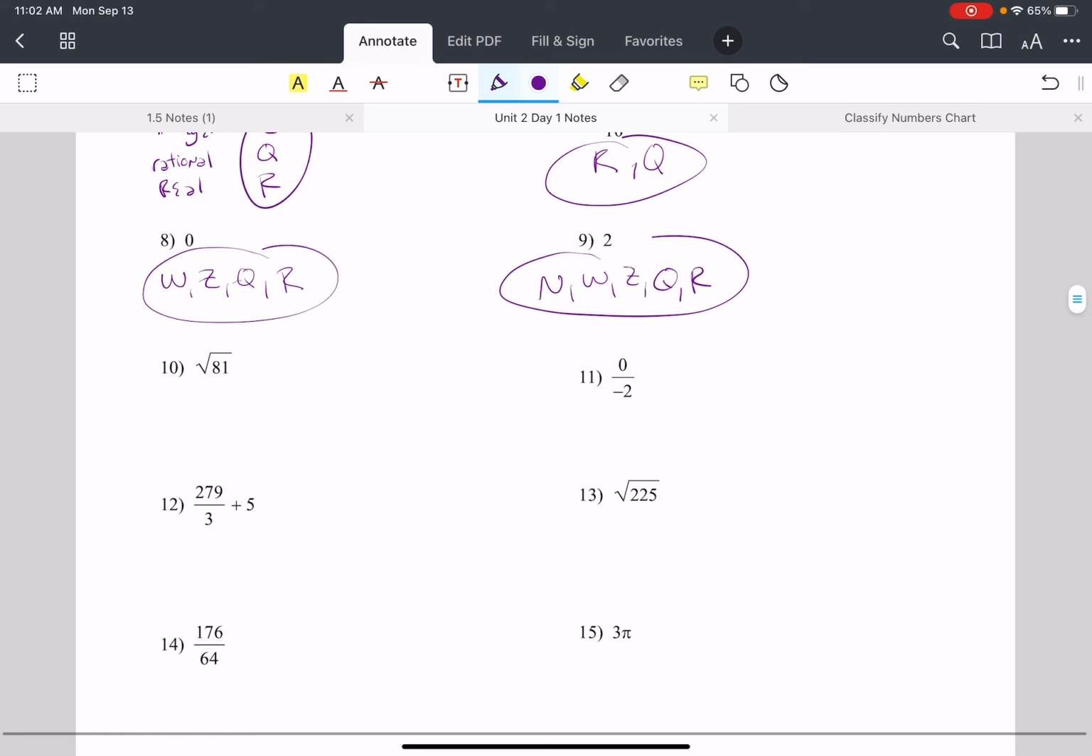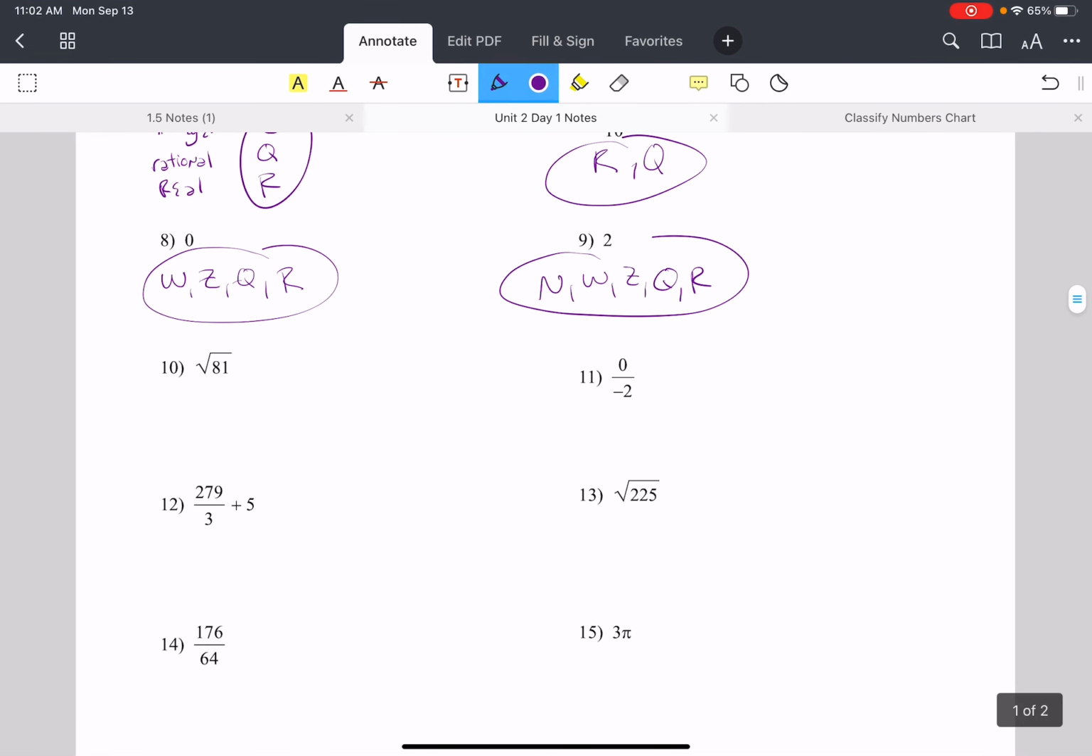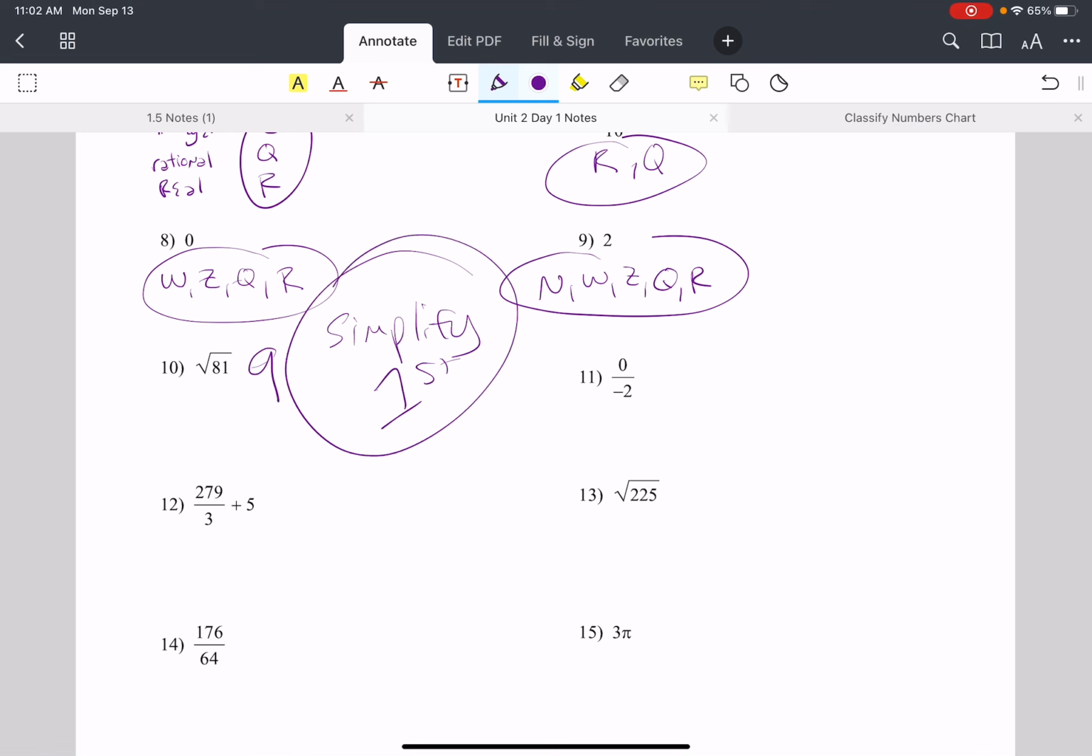Now on number 10, you got to be careful because if I'm looking at the symbol there, at first I might think, oh, it's got a symbol, the square root, so it is irrational. But that actually simplifies. We have to simplify it first. So what is the square root of 81? 9. So simplify first. Okay? So then it's N, W, Z, Q, and R.